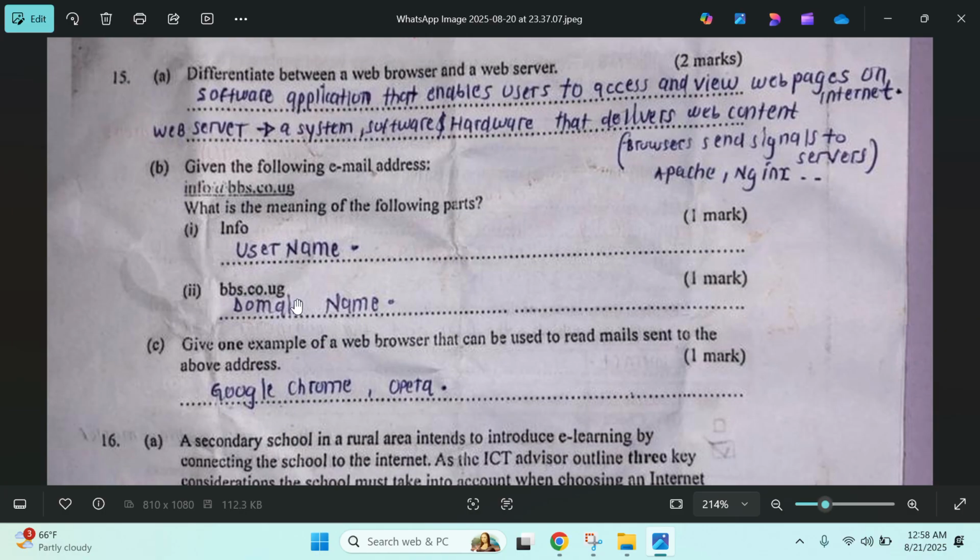Part C of that question: give one example of a browser that can be used to read mails sent to the above address. Google Chrome can do that, even Opera Mini can do that.